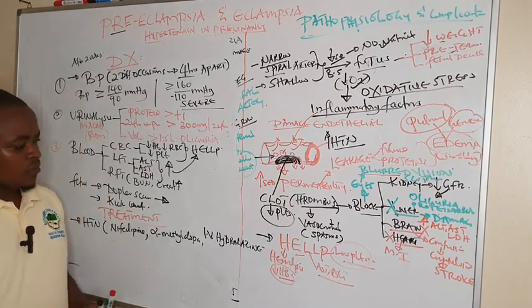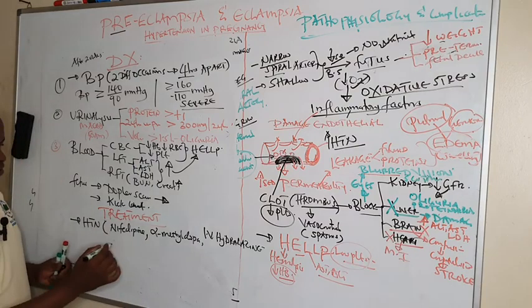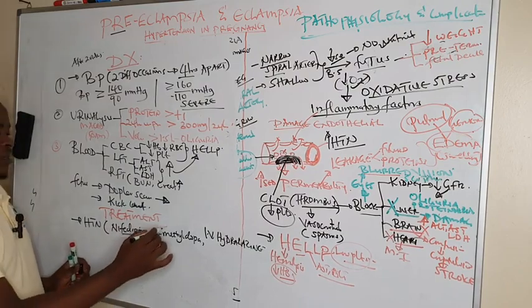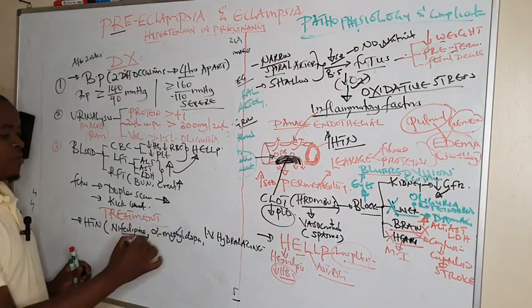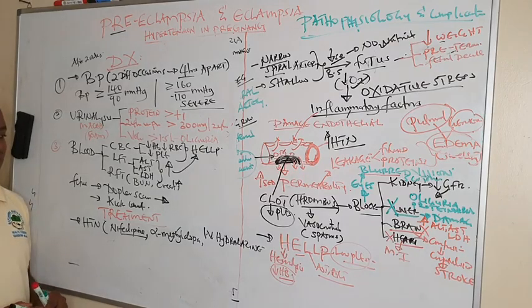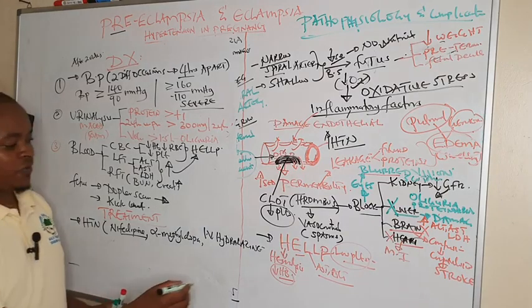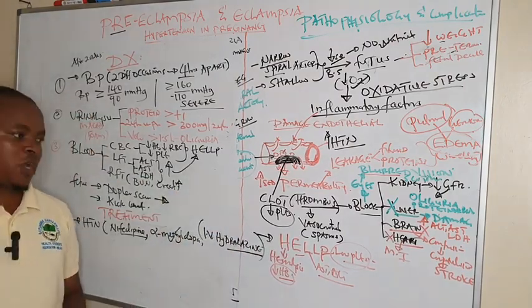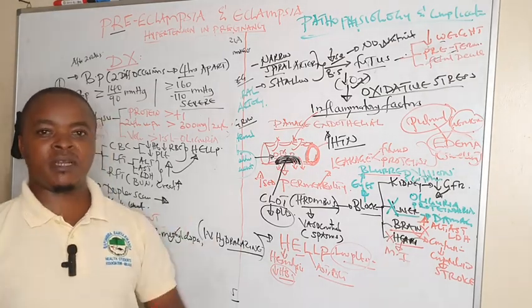So we have seen you can give oral nifedipine. If it is not so severe, you can give alpha-methyldopa. It is also good in pregnancy. But if very severe, we opt for IV hydralazine, because it can easily reduce the blood pressure.